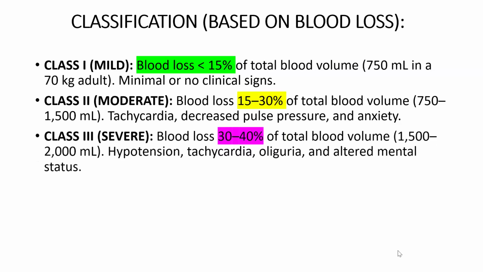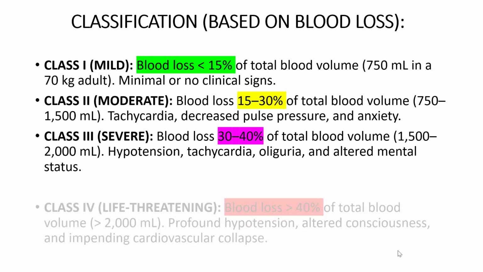Okay. In class 3, you'll see a severe type of shock, that is your hemorrhagic shock, because there will be blood loss between 30 to 40%. That is 1.5 to 2 liters of blood would be lost. Patient would develop shock. So class 3 is the place where you develop shock. Okay. Tachycardia would be worsening. There will be signs of hypoperfusion like oliguria and altered mental status present.